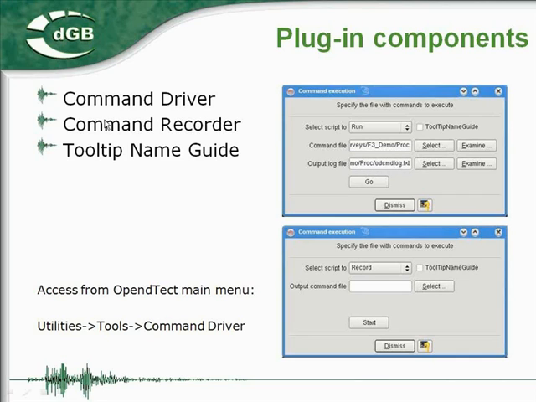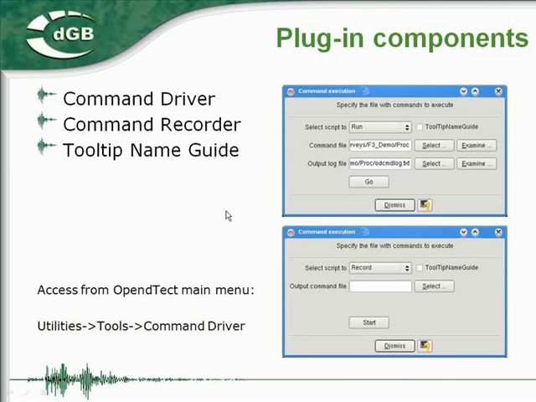The second component is the command recorder. The command recorder can be used to record a script automatically. And the third component is a tooltip name guide. The tooltip name guide is a tool attached to your mouse pointer. If you switch it on, then if you move your mouse pointer over the graphical elements of the windows of OpendTect, a tooltip pops up with the name of the element on which your mouse cursor is currently located.